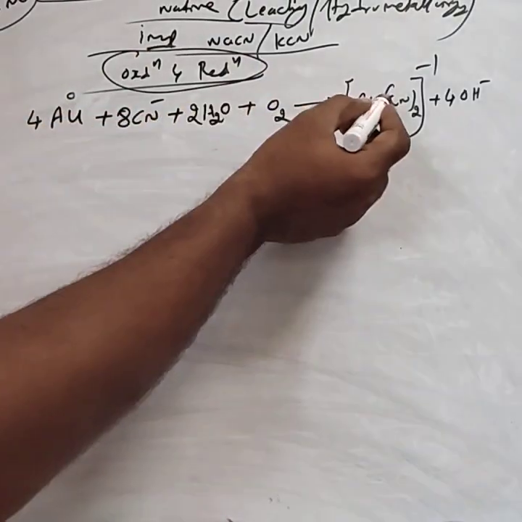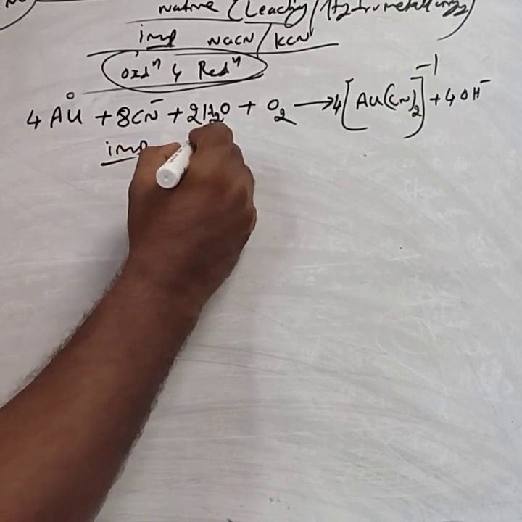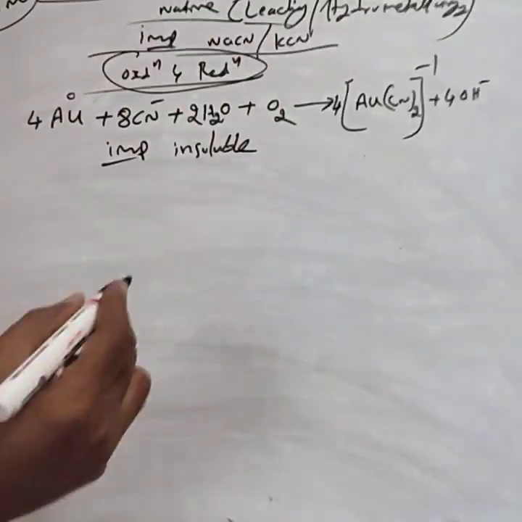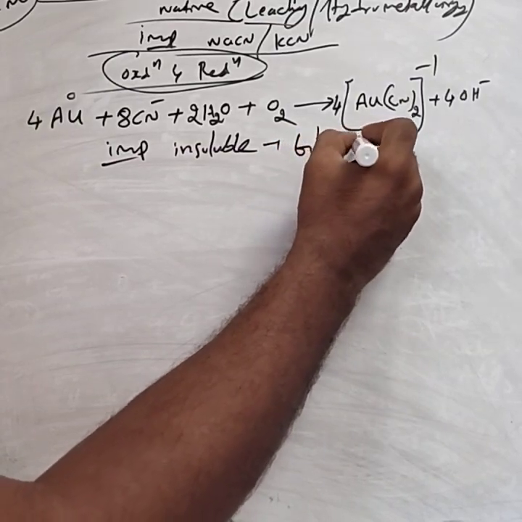4, 8, 2 and again 4 Au(CN)2 minus and 4 OH minus. Only gold dissolves to form a soluble complex. Impurities are insoluble, and the insoluble impurities are separated by filtration.